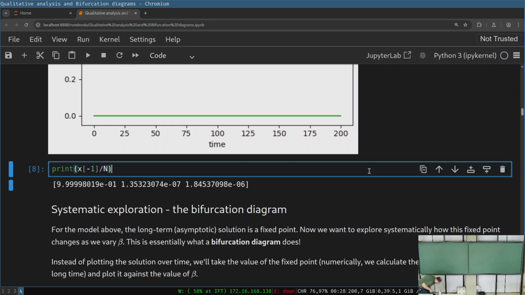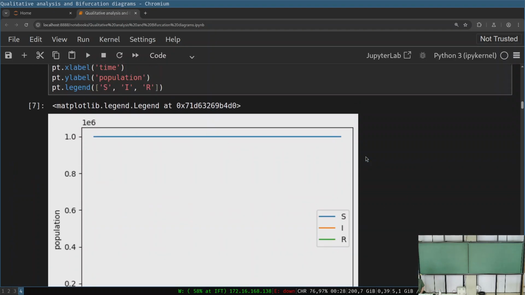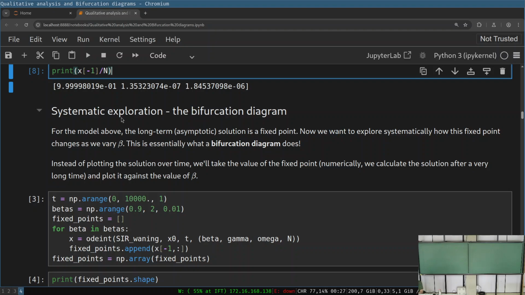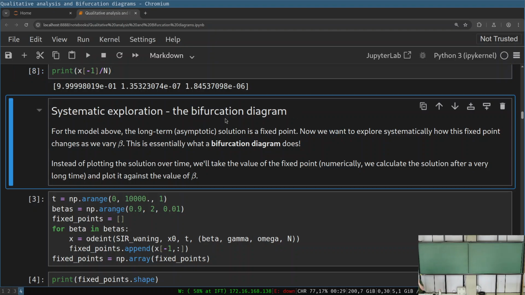But it's kind of boring to keep changing beta. I want to do this in a way that I can see things more clearly, so I'll do this systematically. How do I do that? I want to run several values of beta.